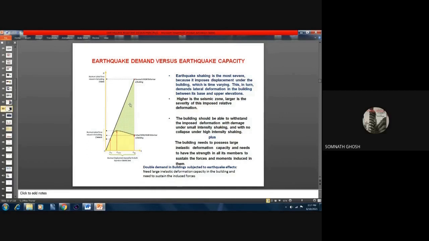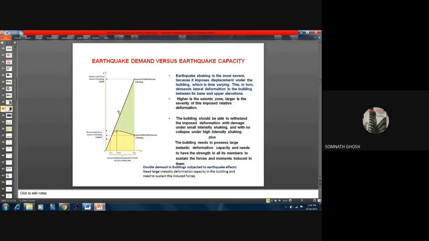Plus, the building needs to possess large inelastic deformation capacity and needs to have the strength in all the members to sustain the forces and moment in this fluid. That means it should be ductile. We will not discourage inelastic behavior, but under any circumstances, we will not accept any collapse of any beam, any column individually, or the building as a whole.